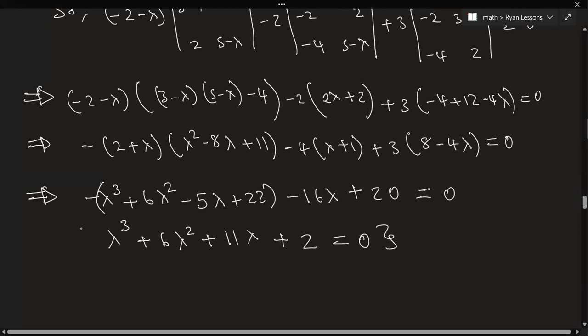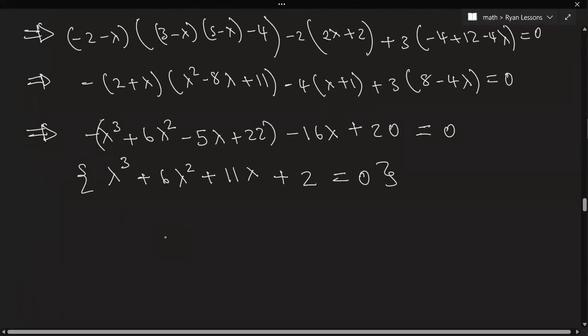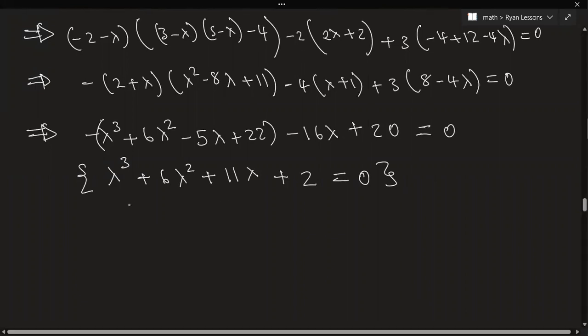So this is more like a cubic polynomial where we now have to use our factor theorem and so on. But since so far there is no short way, I'll just end it here. From here, if you just say let f of lambda be equal to lambda cubed plus 6 lambda squared plus 11 lambda plus 2, you can take this as a polynomial and use your factor theorem to get the roots.